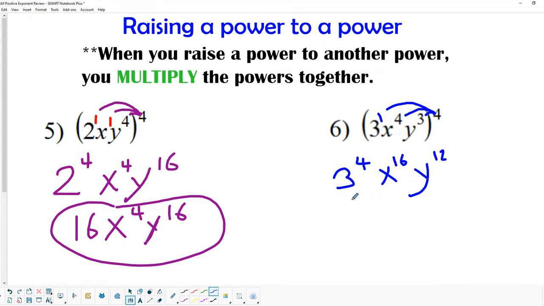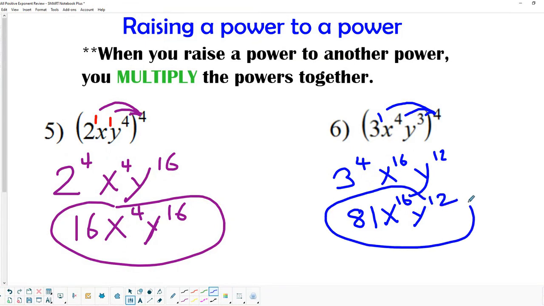And then if we multiply 3 times 3 times 3 times 3, 4 times, 3 times 3 is 9, 3 times 9 is 27, 3 times 27 is 81. And then x to the 16th, y to the 12th. There we go. Now, don't be overthinking this. Just follow the rules we're giving you and come up with the number out front and the amount of exponents that's appropriate, and you've done your job.